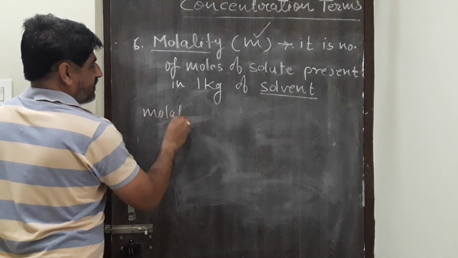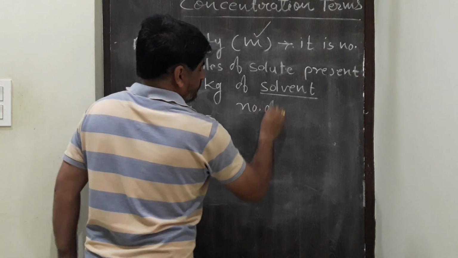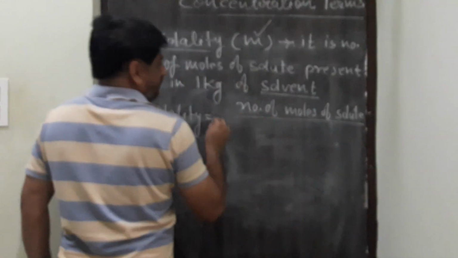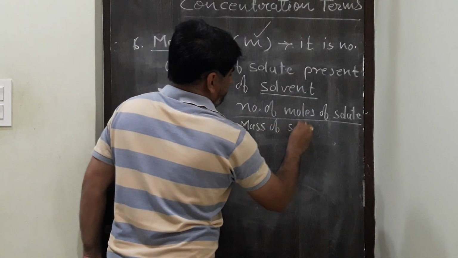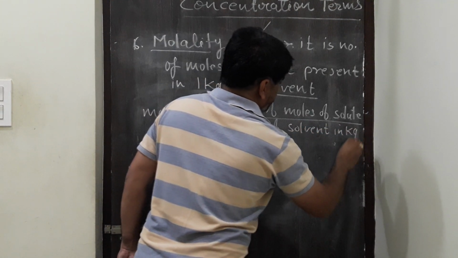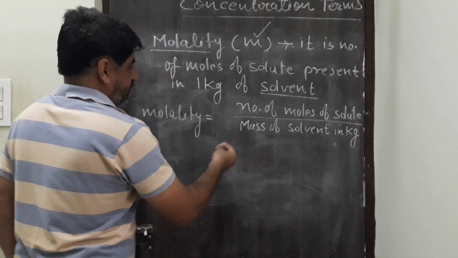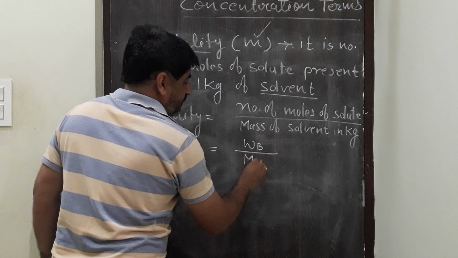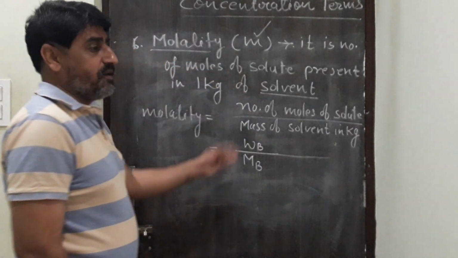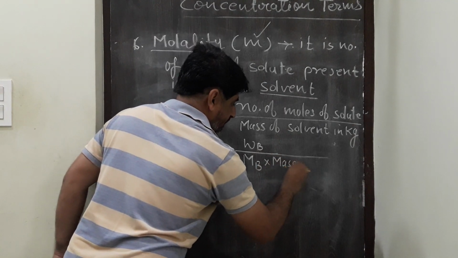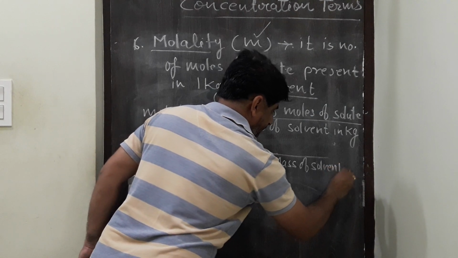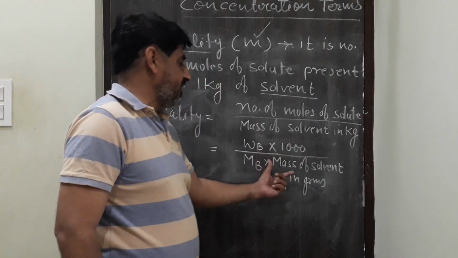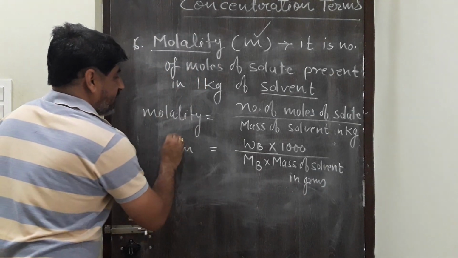Mathematically, if we express molality, number of moles of solute upon mass of solvent in kg. Number of moles of solute that we can find out by using gram weight of solute. Solute is represented as B. Molecular mass of solute MB. If the mass of solvent is given in gram, then we have to put 1000 here to convert it in kg. It's the mathematical expression for molality.